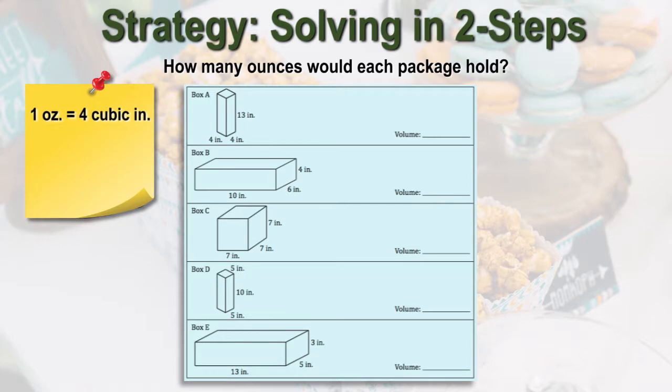The situational equation for box C could be written as 7 inches times 7 inches times 7 inches equals 343 cubic inches. Each ounce of popcorn takes up 4 cubic inches. Taking the total volume of the package and dividing it by 4 will determine the number of ounces of popcorn needed to fill the container. 343 divided by 4 equals 85 and 75/100 ounces. Just over 85 ounces of popcorn would be needed to fill this container.